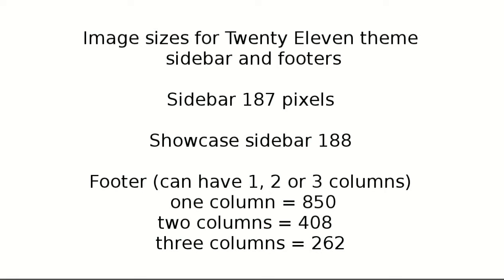So if you have a 1-column footer, just one footer column, you can put images that are 850 wide. If you've got 2 columns, you can put images that are 4 or 8 wide, and 3 columns, you can put images that are 262 wide each. So you could have one image in each column, 262 pixels wide.